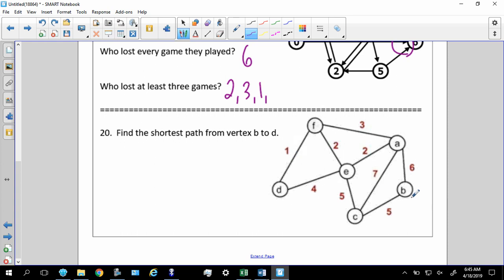Find the shortest path between B and D. Let's see, B, which is right here, D, which is right here. All right, so let's see, B to C, that would be 5 miles driven. B to A, that would be 6 miles driven. Let's see, C to E, that would be 10, but I can get there faster. Let's see, F would be 9 miles driven. Let's see, E, I believe that's going to be 8.